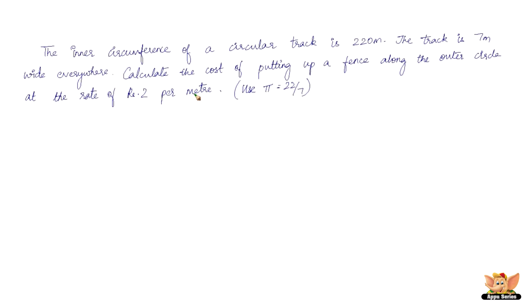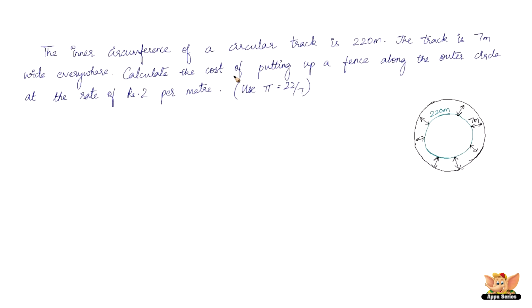All right, so what we have to do is, we've been given some good data here. This is the inner circumference of a circular track, and that measures 220 meters. And then the track is 7 meters wide everywhere. This width is 7 meters. All right, so something like that. It is 7 meters wide equally outside. Let me write here 7 meters wide.